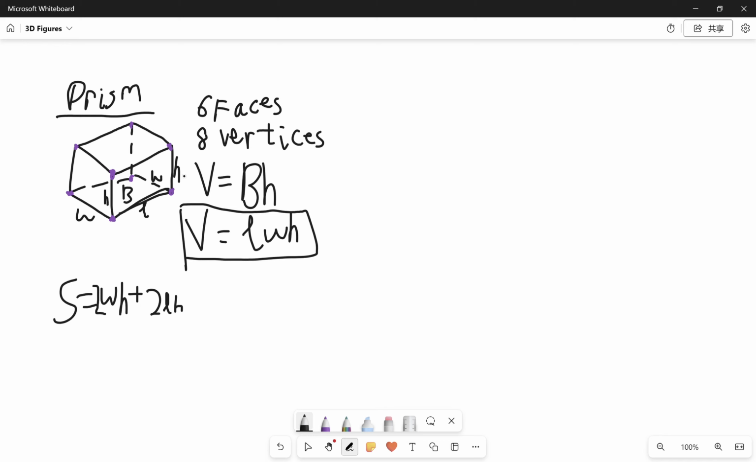2LH. Why? Because L is the length, H is the width in that rectangle, same as in this rectangle, same as that. So that's 2LH. As you can guess, we're also going to add 2WL, which are the rectangles at the top and the bottom. That's the surface area. So that's pretty simple. Let's move on to our next shape.